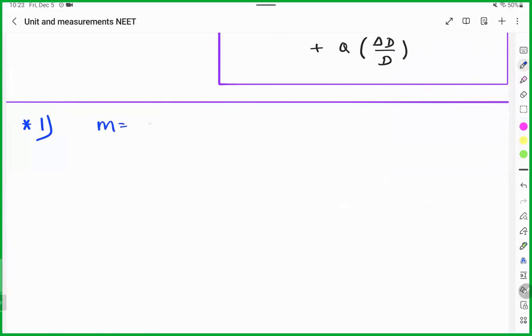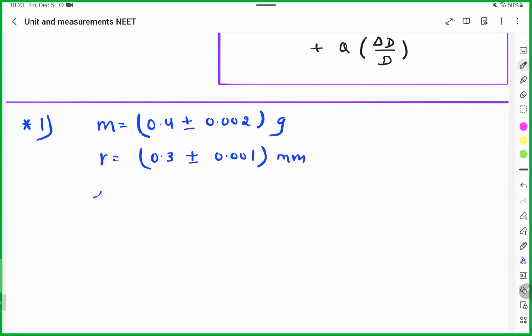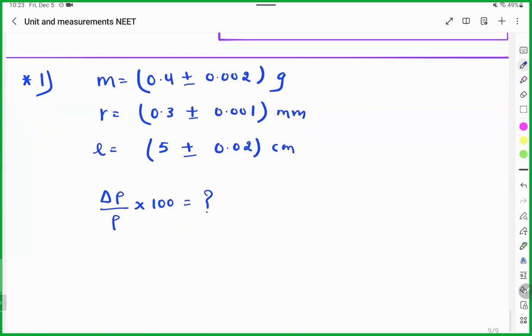Mass is equal to 0.4 plus minus 0.002, in gram. Then radius is given 0.3 plus minus 0.001 millimeter. Always write unit. And last, length. Length is given 5 plus minus 0.02 centimeter. What we have to calculate? Percentage error in the density. This is what we have to calculate. Okay. How to do this?